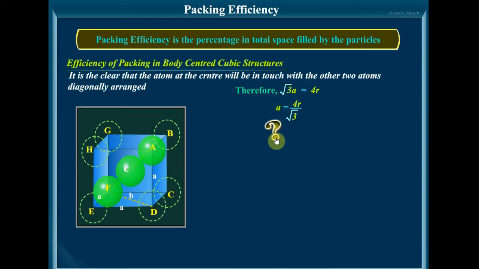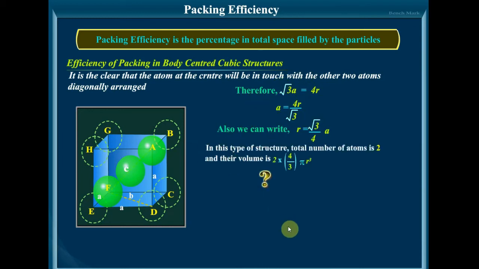This relationship is important. Also, we can write r is equal to root 3 a by 4. So you can learn any one. Let's say a is equal to 4r by root 3. That is enough. You should not get confused between both. Both are the same, but learn one only.